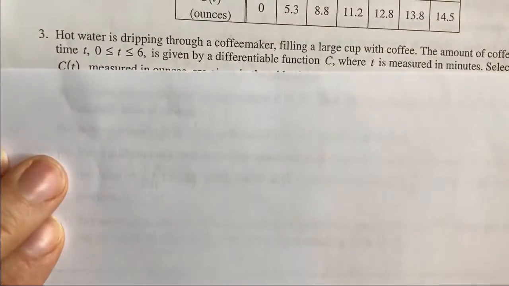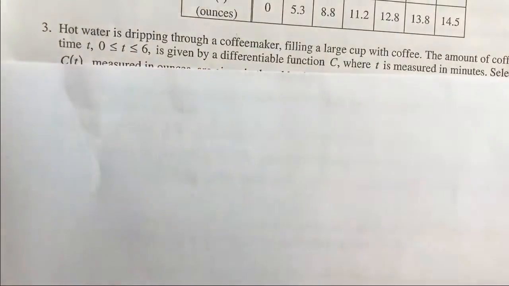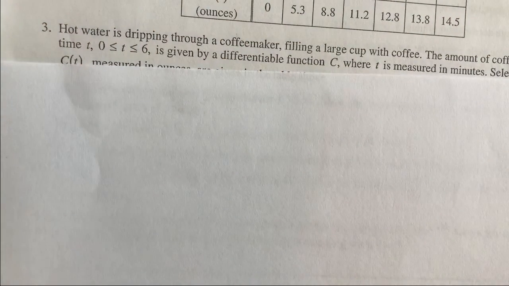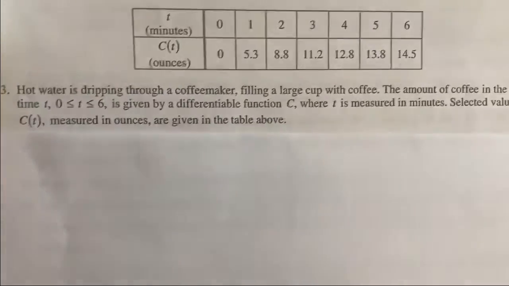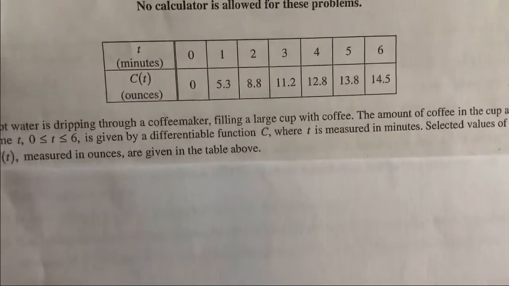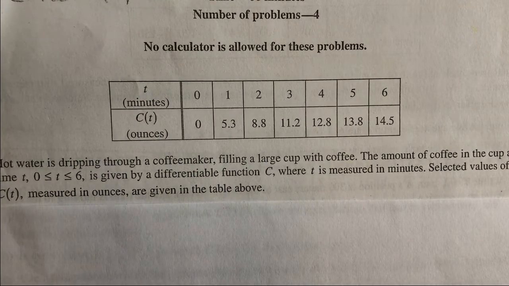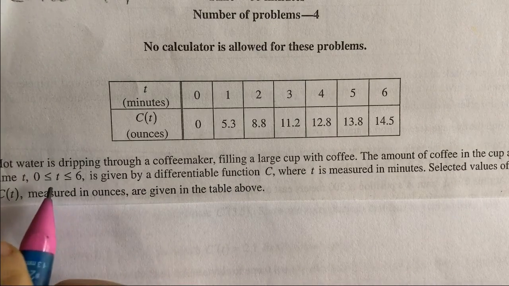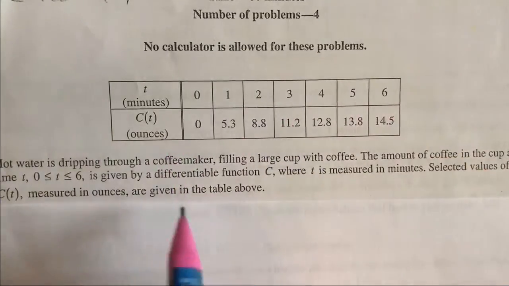2014. Okay, so this was a no calculator question. And let's see what it says. Hot water is dripping through a coffee maker. So they're giving you the amount of coffee at different times, measured in ounces.